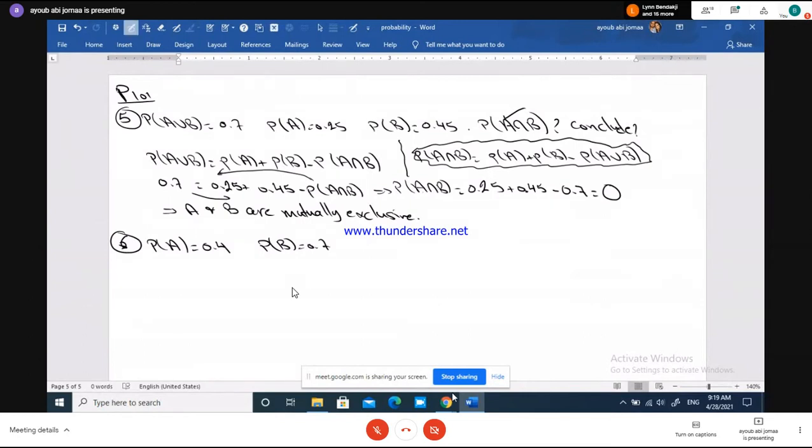Mutually exclusive يعني probability of the intersection equal to 0. Mutually exclusive means that the probability of the intersection equals 0, or in other words, the intersection is empty. يعني هل A وهيدي B، ما في common بيناتهم. If there is an intersection, then they are not mutually exclusive.